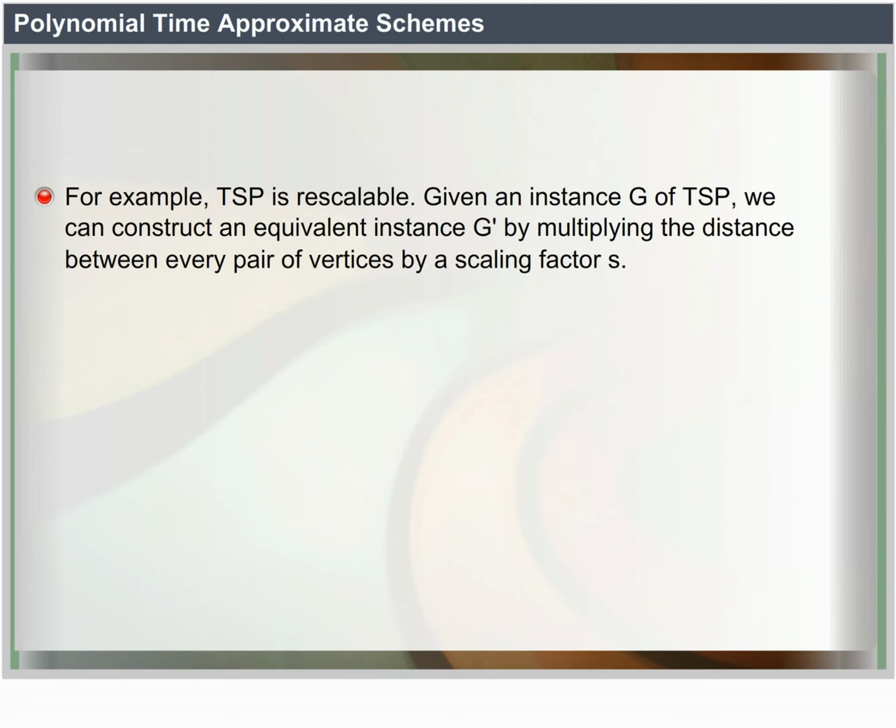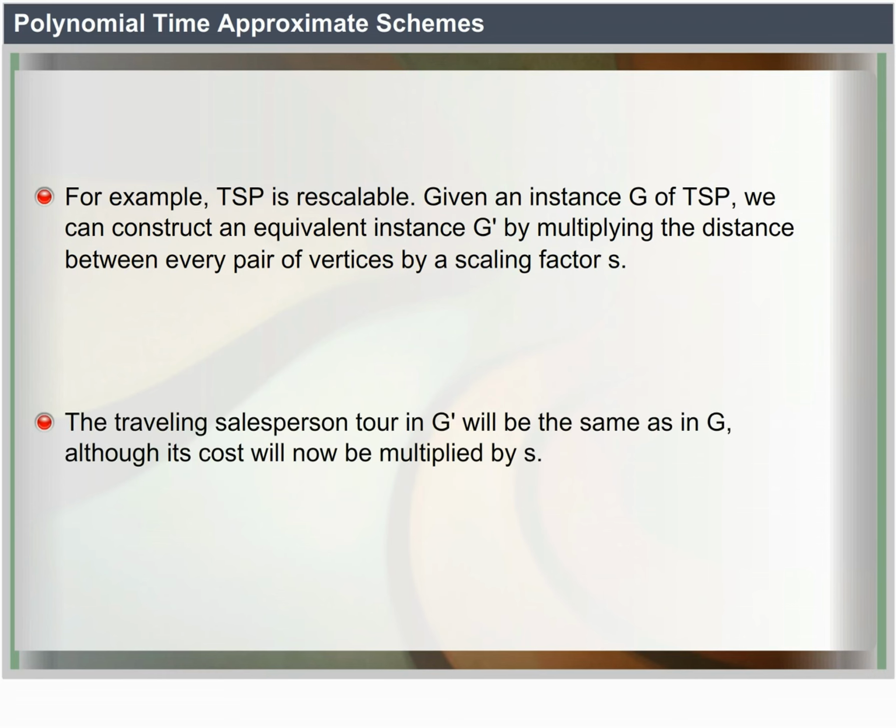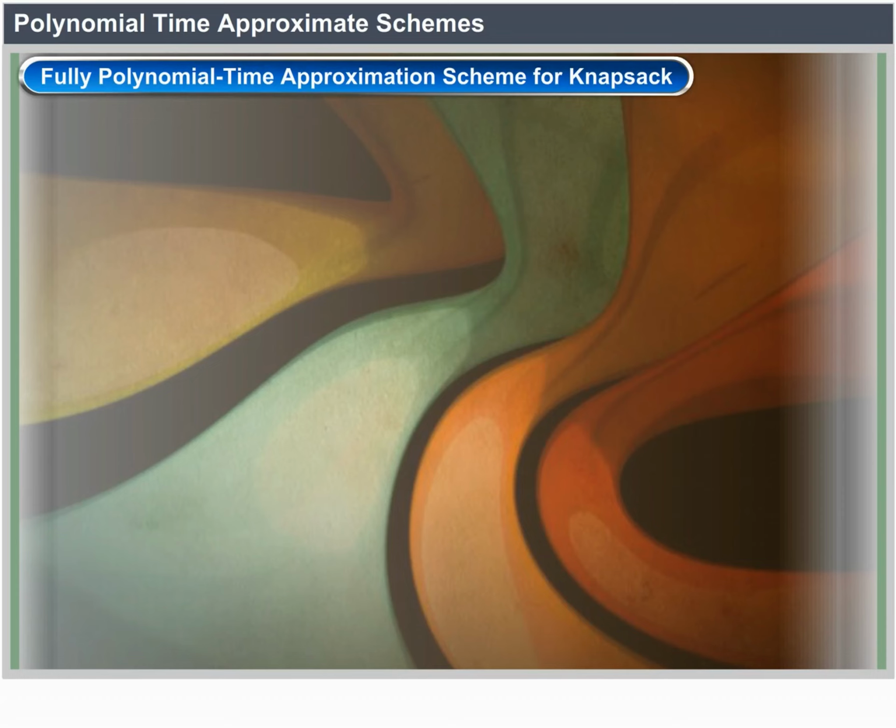Given an instance g of TSP, we can construct an equivalent instance g' by multiplying the distance between every pair of vertices by a scaling factor s. The traveling salesperson tour in g' will be the same as in g, although its cost will now be multiplied by s. Fully polynomial time approximation scheme for knapsack.